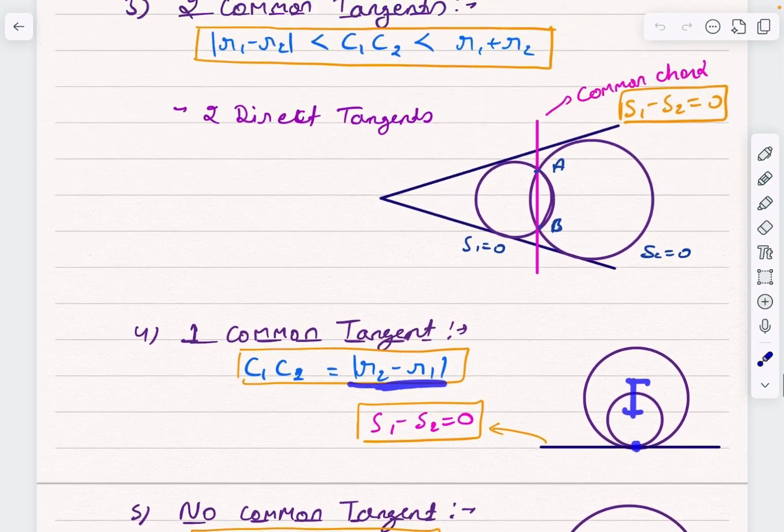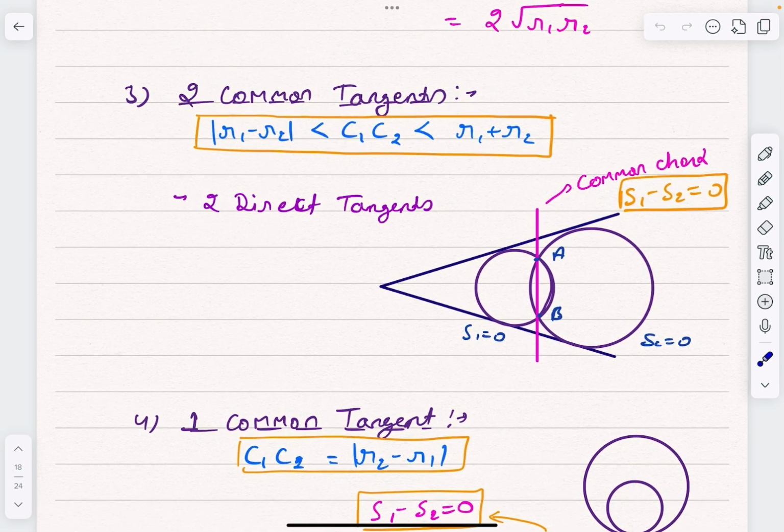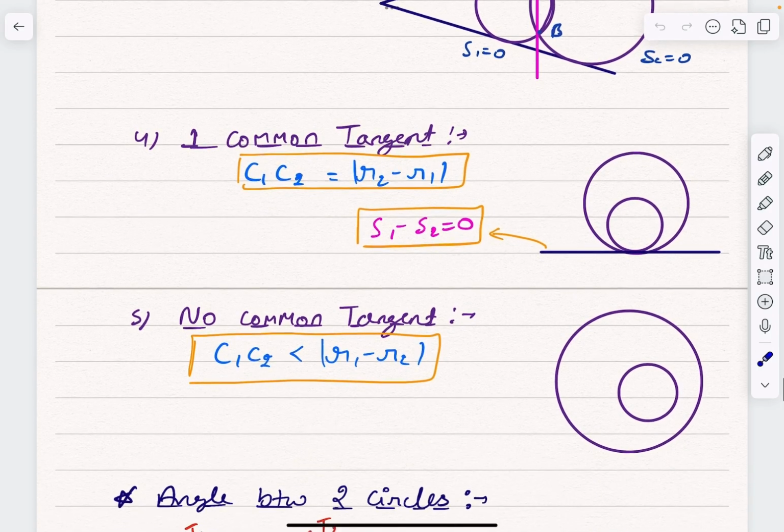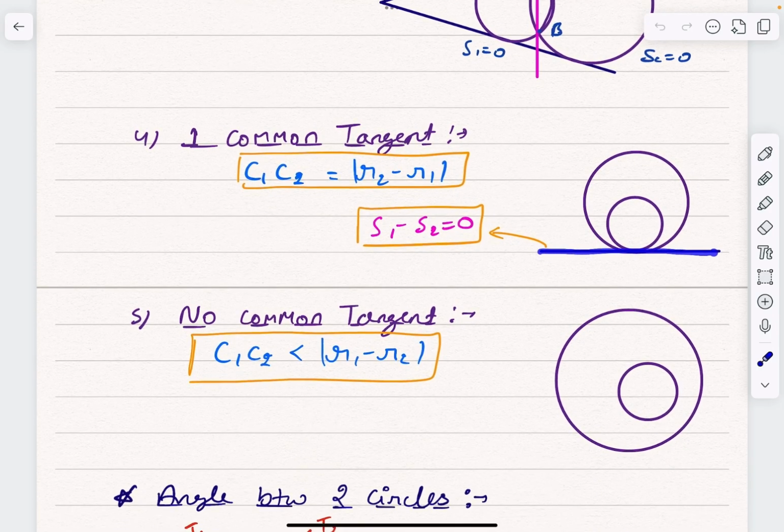In the previous case, how do we say that they intersected at 2 points? The distance between centers is less than the sum of radii, but more than the difference of radii. Why more? Because if it is equal, they will touch each other internally. And how do you find the common tangent in this case? S1 minus S2 equal to 0.